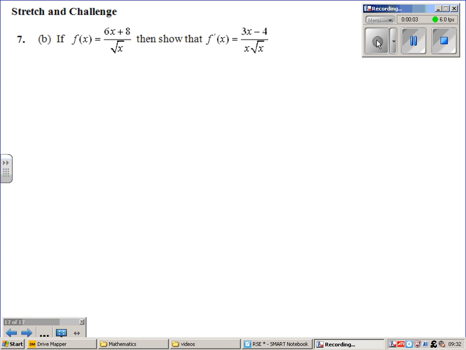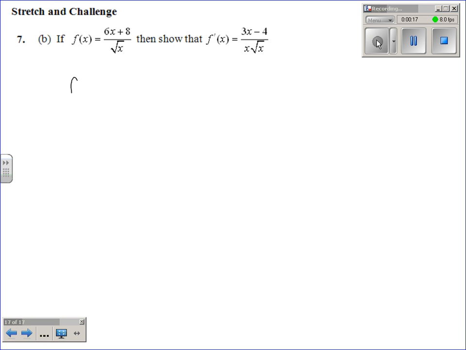Okay, so on to the last question on review sheet E, so it's question 7b. We've got if a function of x equals 6x plus 8 over root x, then show that the first derivative is 3x minus 4 over x root x. Okie doke, so first of all you need to get your function in a situation so you're ready to differentiate it.